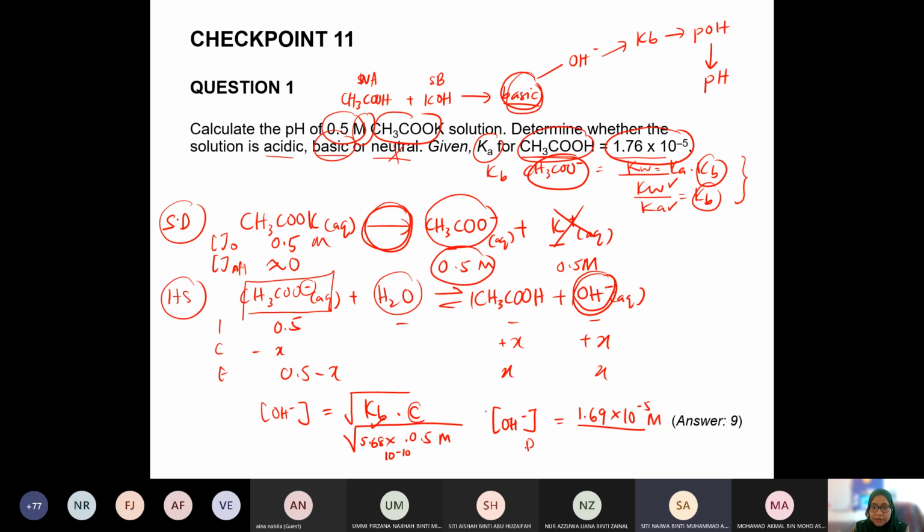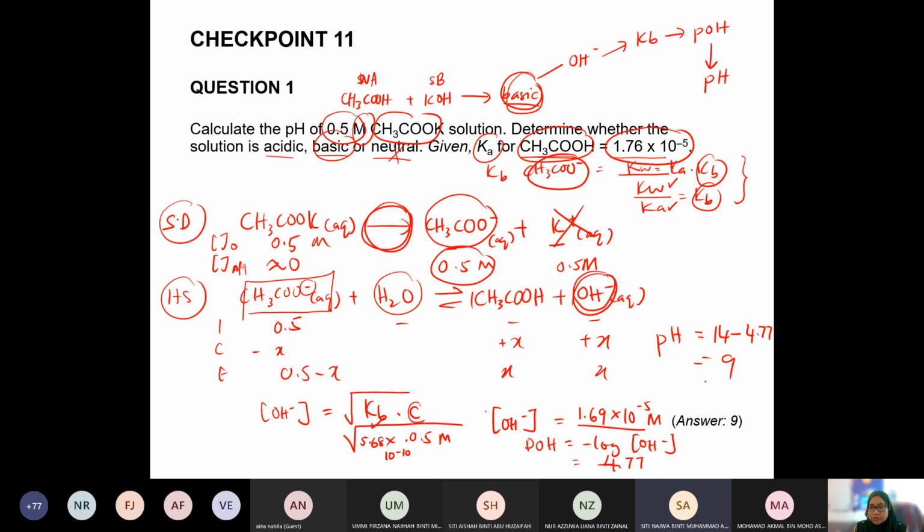So next you will need to calculate the pOH, the negative log of the concentration of OH minus. Okay, you will get the value, and then last but not least, what will be the pOH, guys? How about the pOH? What's the value? 4.77. Okay, 4.77. That means the pH will be 14 minus 4.77.